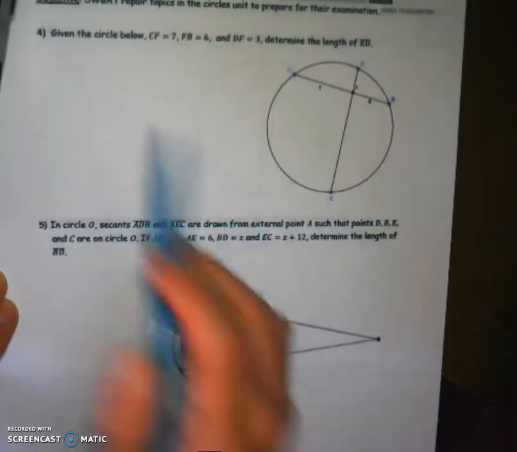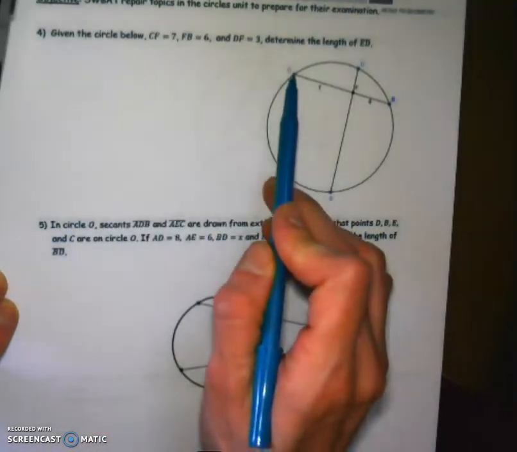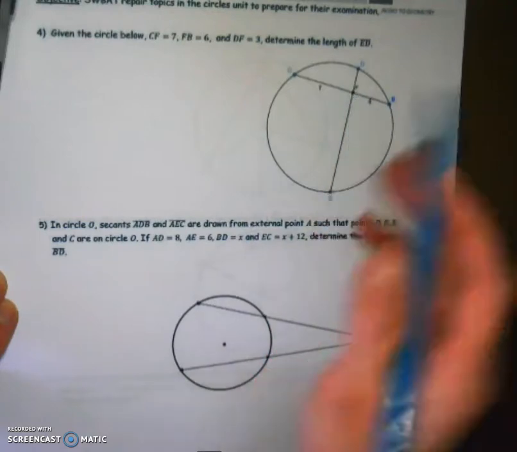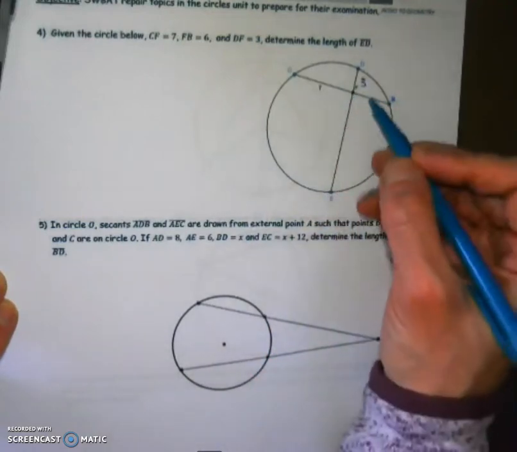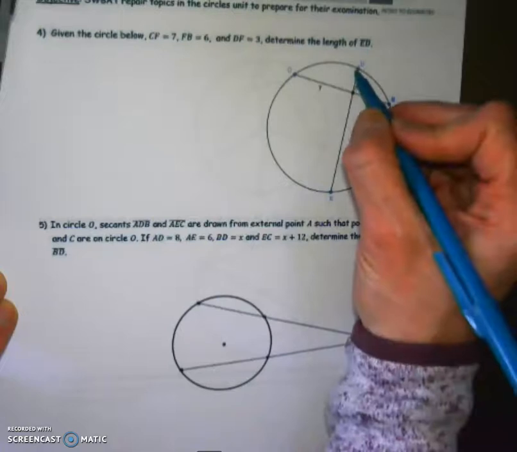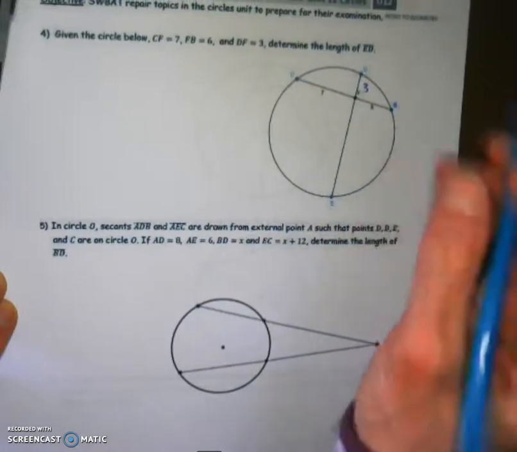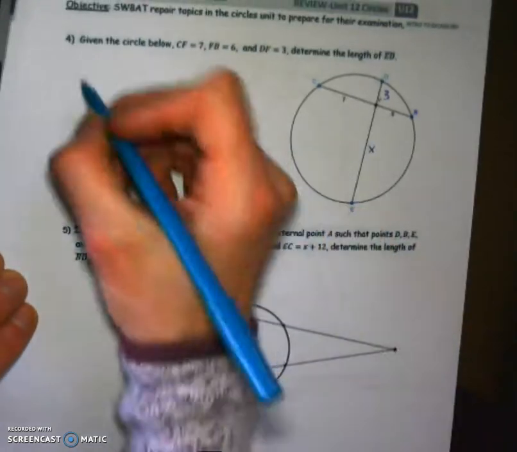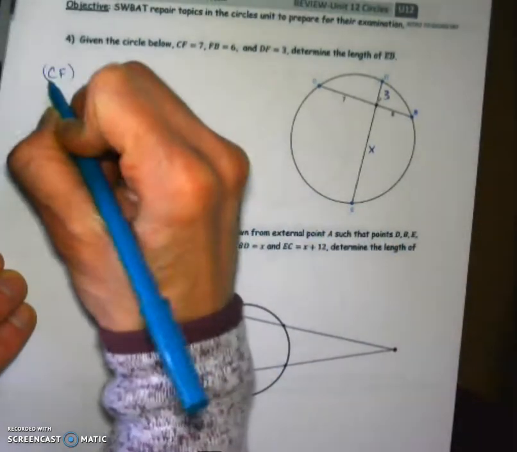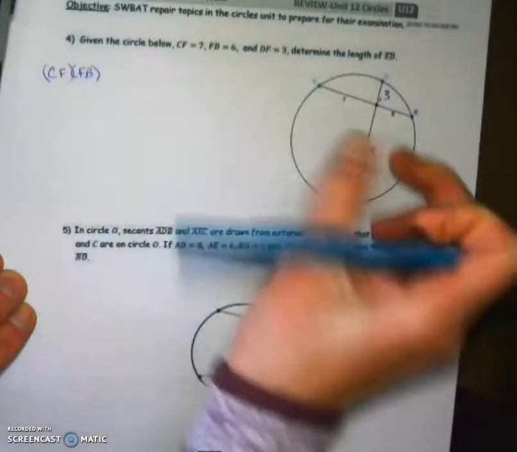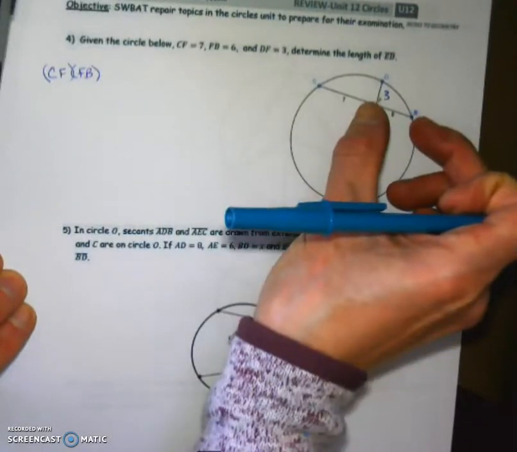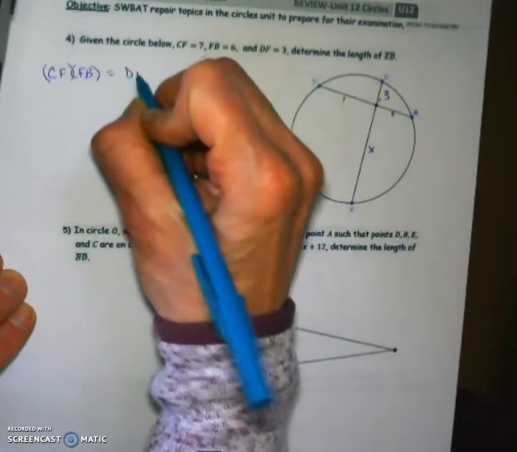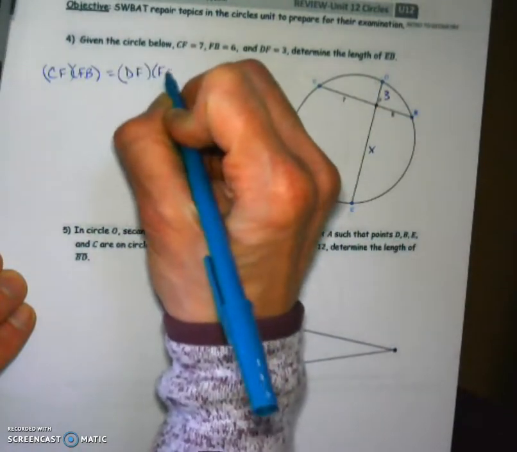Example number 4. Given the circle below, segment CF is 7, segment FB is 6, segment DF is 3, and it says determine the length of ED. So they want us to determine the length of the entire segment. Well, step 1, we're going to find the length from F to E. The way that we're going to do that is we're going to take the length of CF times the length of FB. It's the part of one chord times the part of the other. And that's going to be equal to multiplying the parts of the other chord. So that would be segment DF times FE.